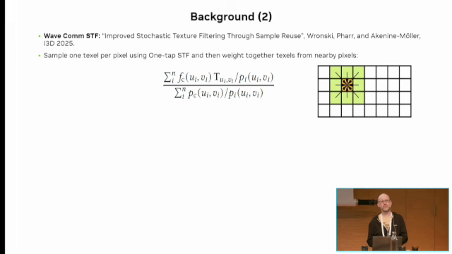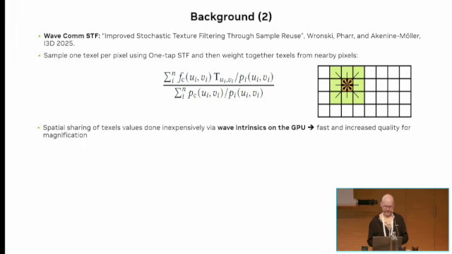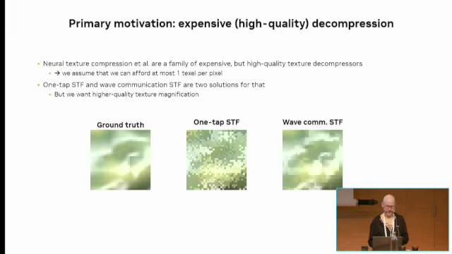So we have this estimator, which I won't go into the details about, but basically you gather texels from neighboring pixels, and we do that in an inexpensive way using wave intrinsics on the GPU. And what we get is good performance and increased quality because we get new texels from the neighboring pixels. Sometimes this can be a little bit wasteful because sometimes you produce the same texels, or you fetch the same texels multiple times, which means that you don't get any new information. So we want to improve on that.